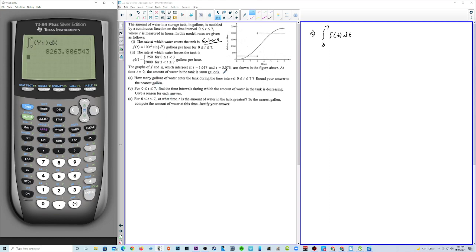So how many gallons of water enter the tank during the time interval? It says round your answer to the nearest gallon. That's equal to 8,263 gallons.